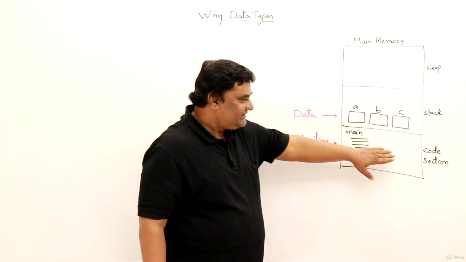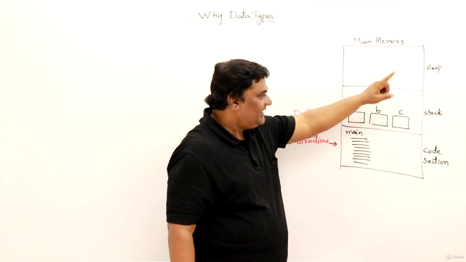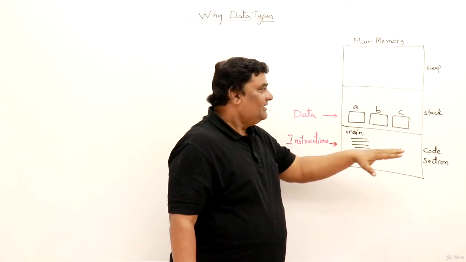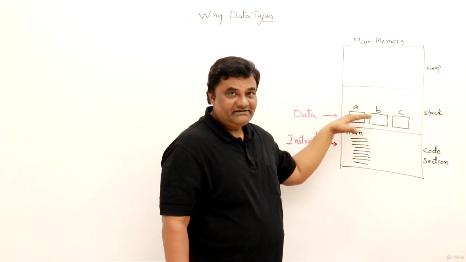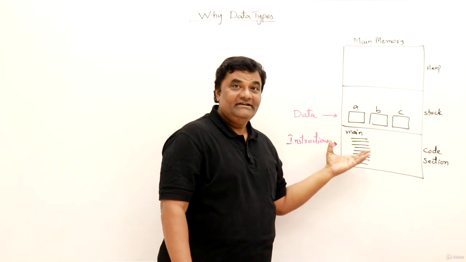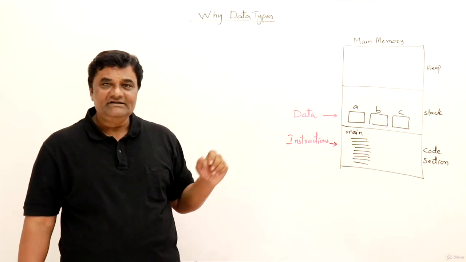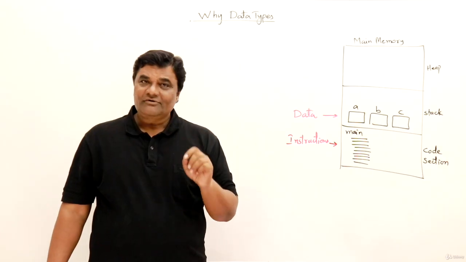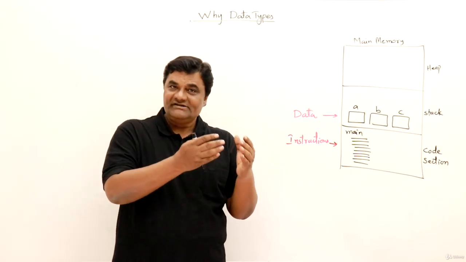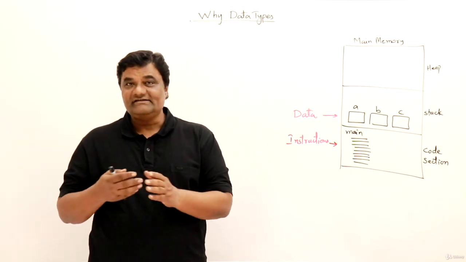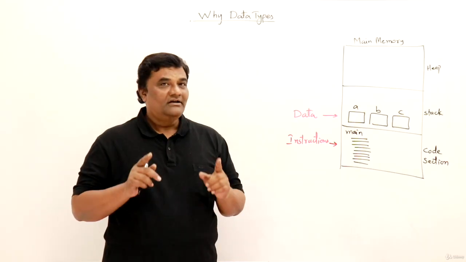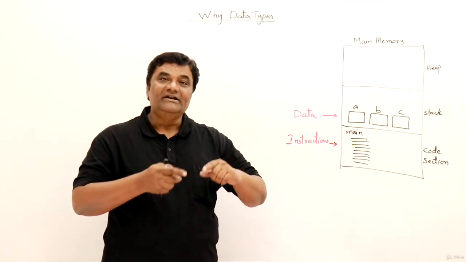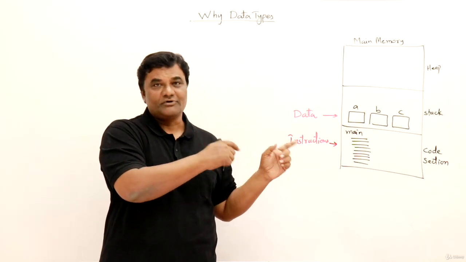I have shown there are three sections, that is code section and stack. I am showing stack here and that is heap. So stack will contain data, that is all the variables. Then this will contain instructions. This we have already seen in one of the previous videos. Now we are writing programs so that they perform operations on data and get some results, that is computational results. We want our work to be done by machines by executing programs.